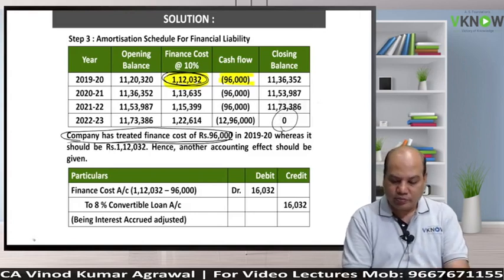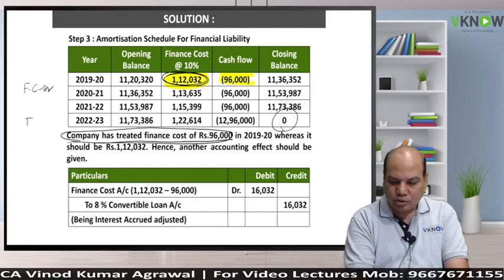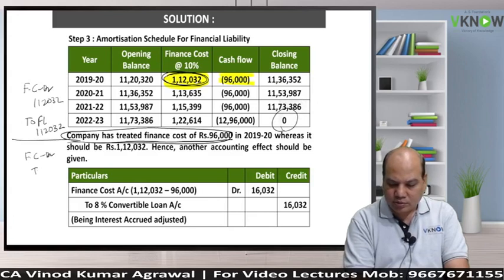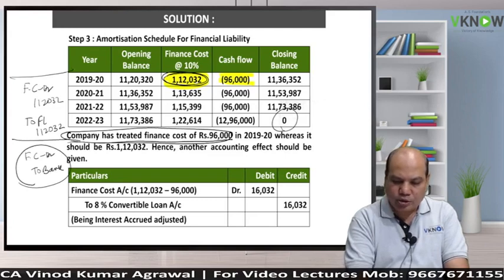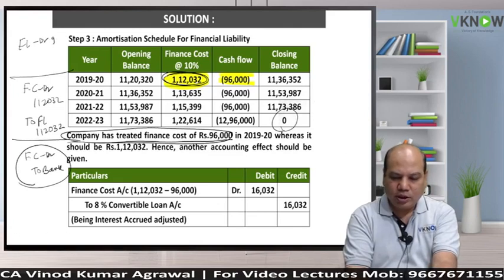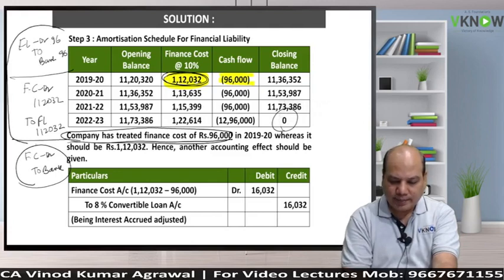Normally what we do, we pass this entry: finance cost debit to financial liability, 1,12,032. And what entry have they done? They have passed the entry finance cost debit to bank. Plus we pass one more entry, financial liability debit 96,000 to bank. These are the two right entries. And this is one wrong entry they have passed.